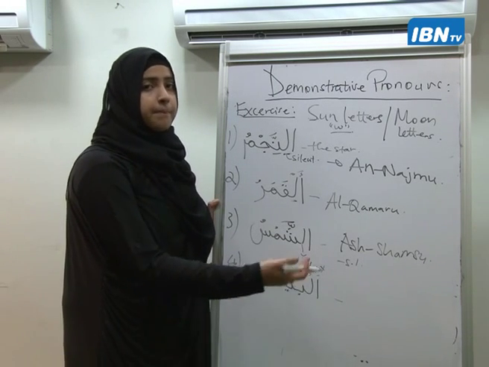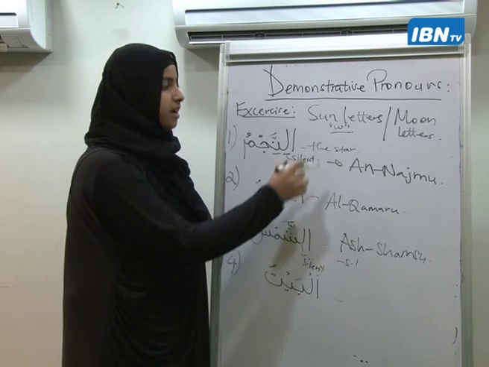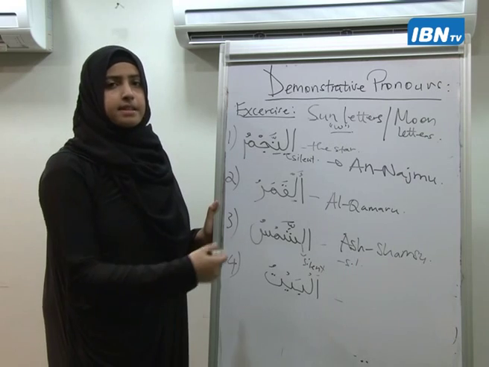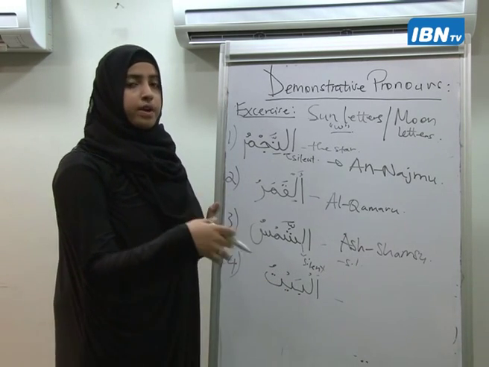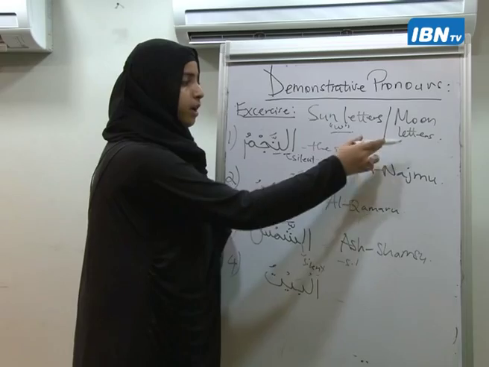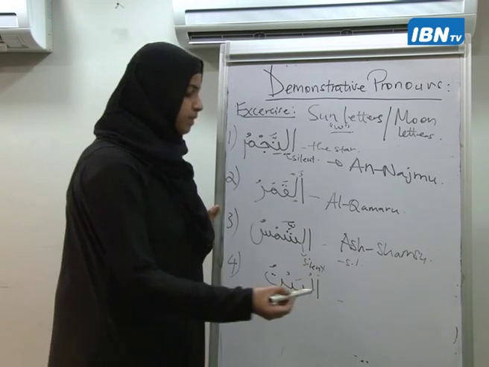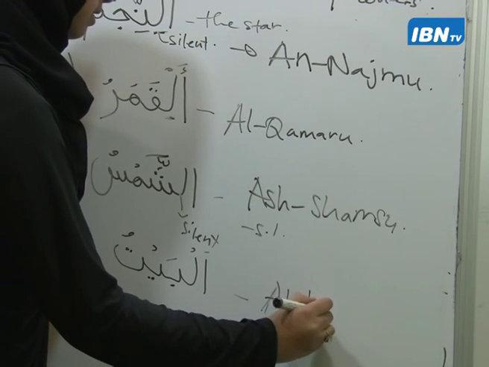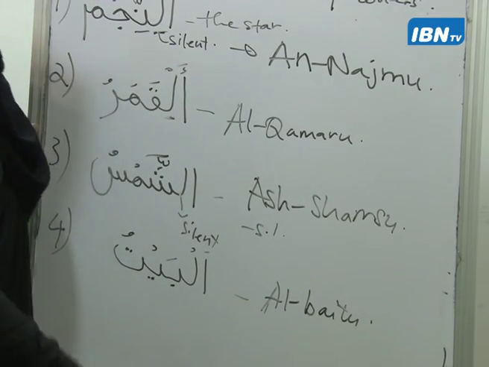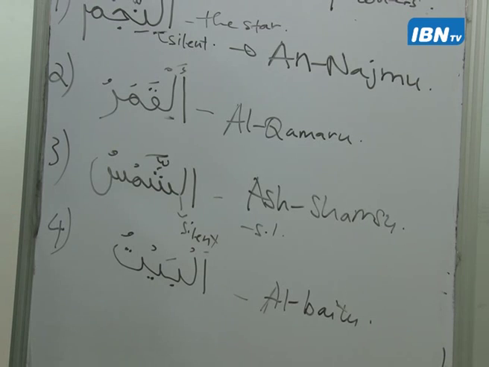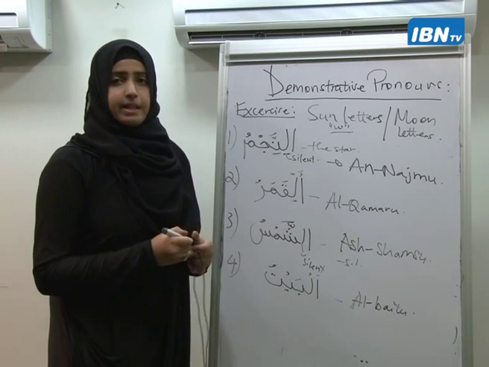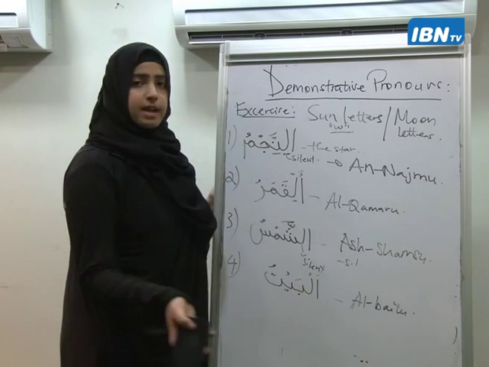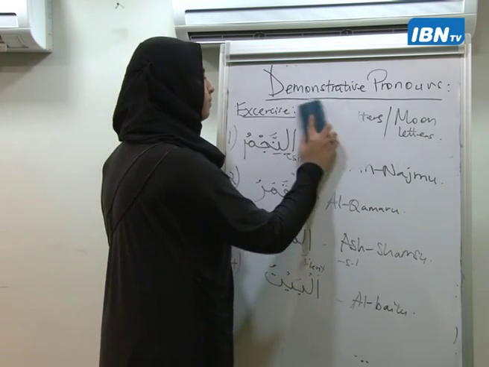This lam here will be pronounced, and I'm not going to add a tashdeed sign because this only applies to the sun letters. So I'll simply say this word is going to be pronounced as per the ruling of moon letters, and it will be pronounced as al-baytu, which means the house, right? And of course, you all remember about the definite article. I had also taught you about the definite article. So this was our exercise, sun letters and moon letters.